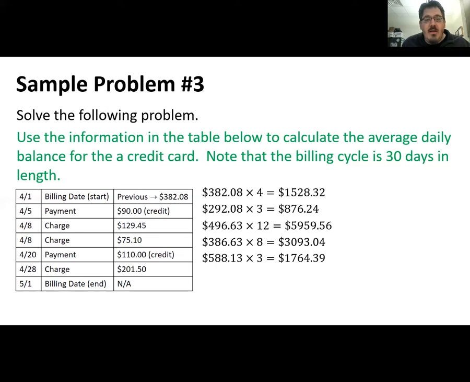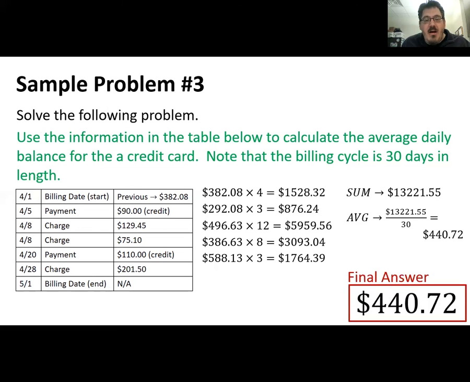The calculations that we now see on the screen represent the sum of the balance each day of the billing cycle. So now we're going to add those together. We find the sum, and we divide by 30, because it's a 30-day billing cycle. So we end up with a value of $440.72. And that number is our average daily balance.